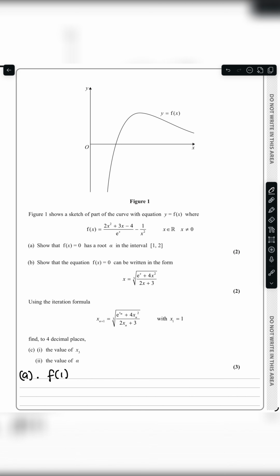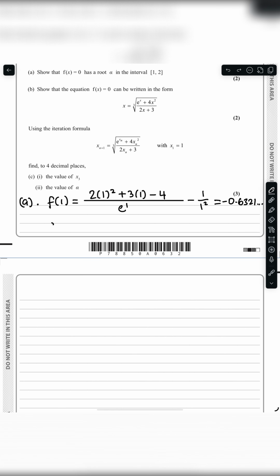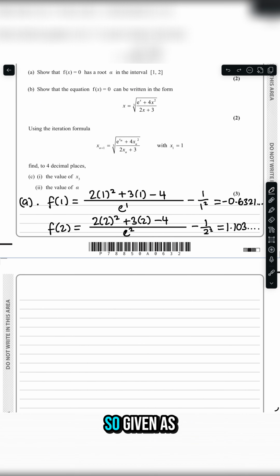So when x equals 1, we get minus 0.6321, and when x equals 2, we get 1.103. So given that there is a change in sign and the function is continuous over this interval, we can state that there is a root in this interval.